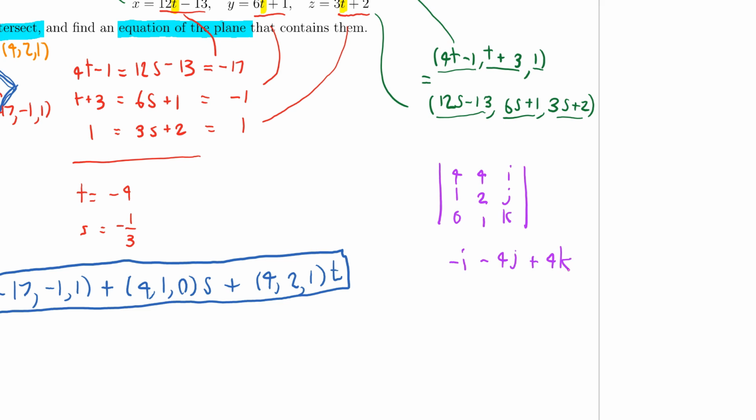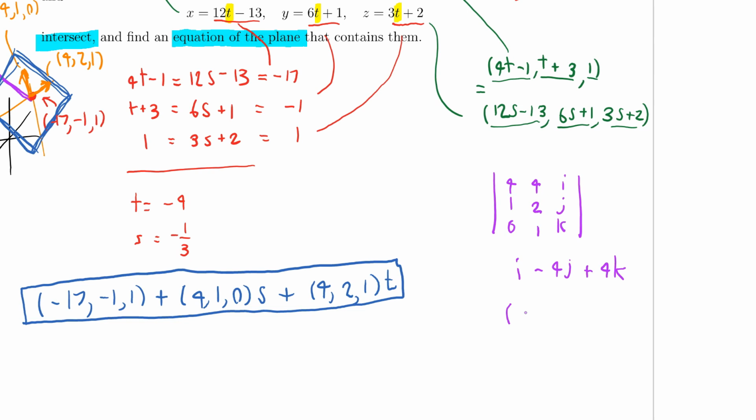So that's going to be +4k. So my normal vector is going to be, wait a minute, something is not right. This should have been +i. So this is just the regular i. Okay. So the normal vector to this plane is going to be (1, -4, 4).